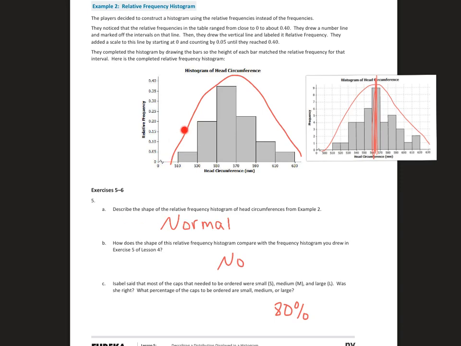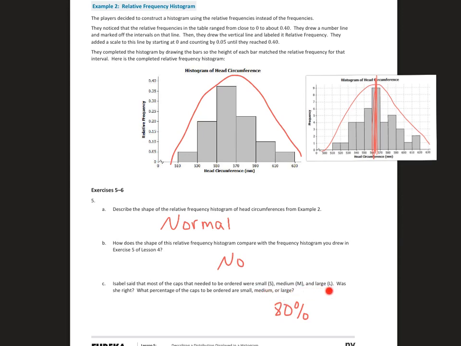So when you look at the shape of this, it looks pretty normal. And when you compare it to the one from lesson 4, it didn't change at all, right? Even though they went from 10s to 20s and made this one with less bars, the shape is still normal. You just don't have this little sticking out part here because these two are combined into one bar. These two are combined into one bar, and so on and so forth.